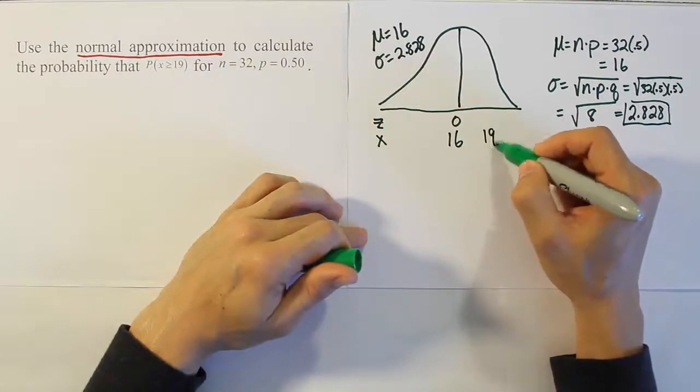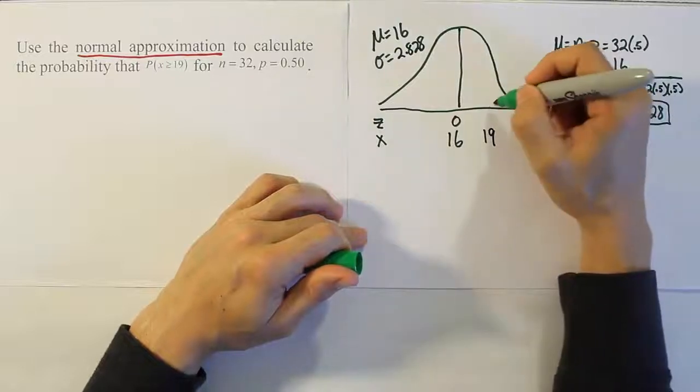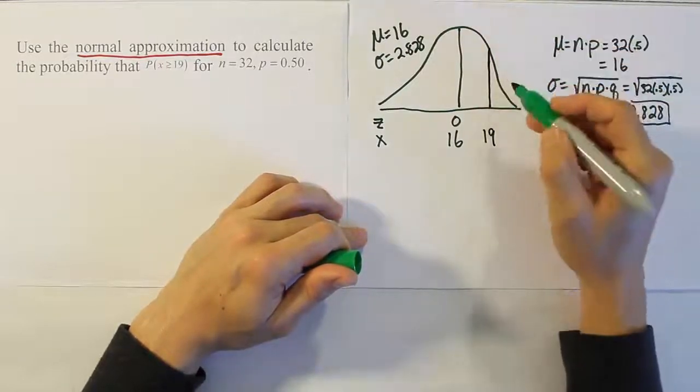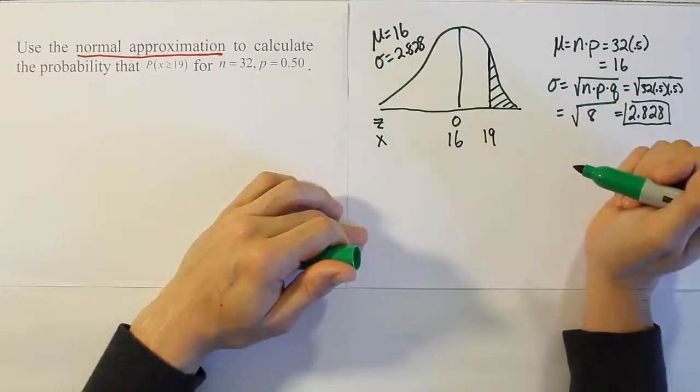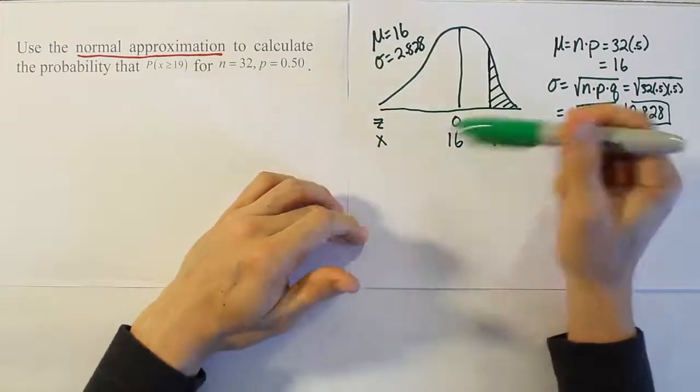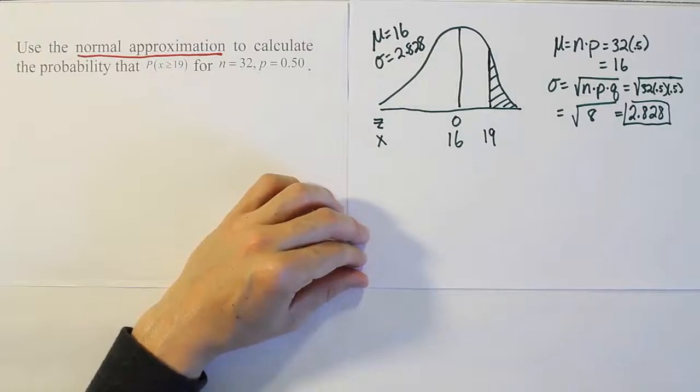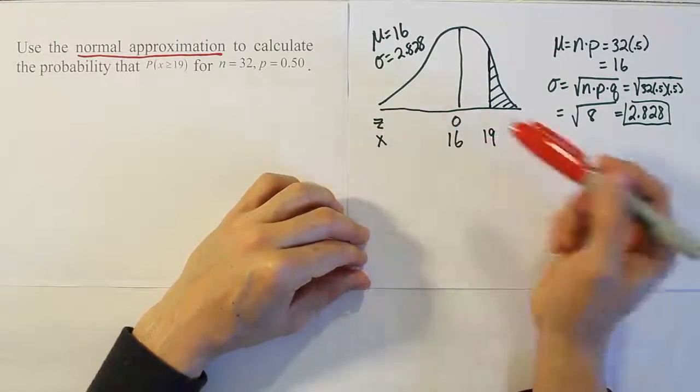So let's put 19 on the right-hand side of 16. Let's draw a line here, and then we'll shade the tail to the right. Right, so we're looking for the area in the tail here, but we have to remember this is a binomial approximation problem, so we're going to be approximating the binomial probability by the normal bell curve.